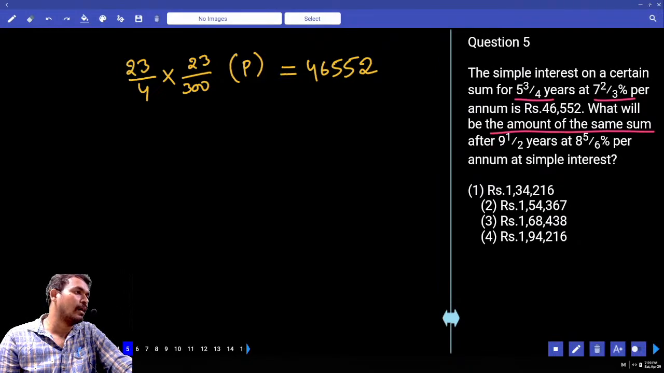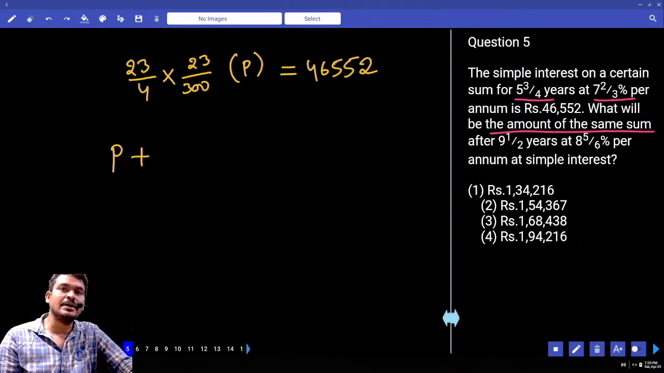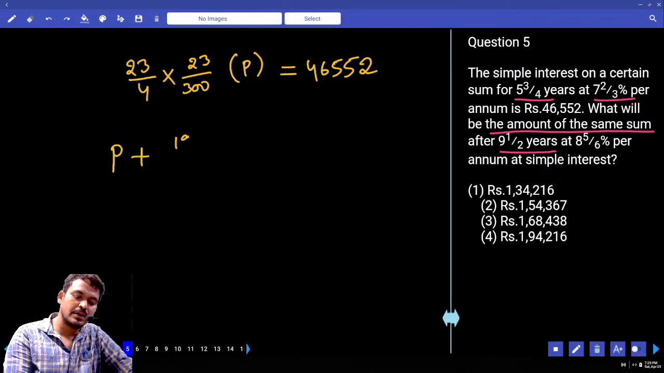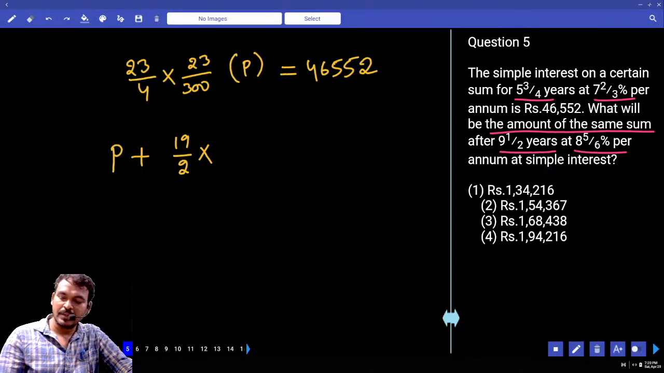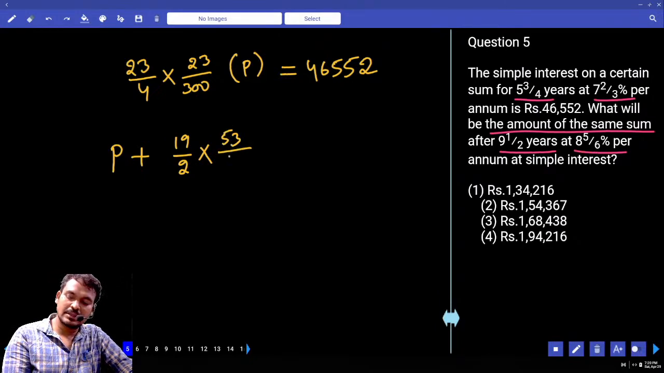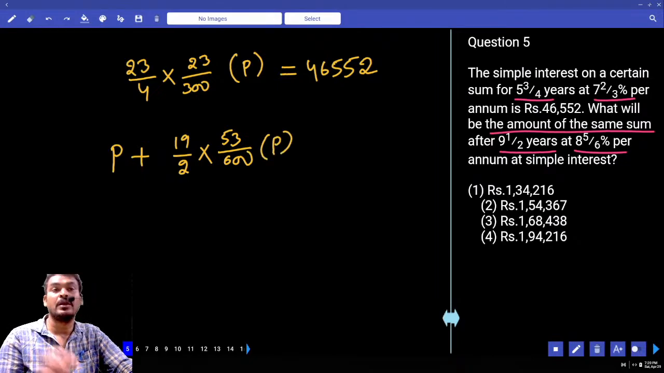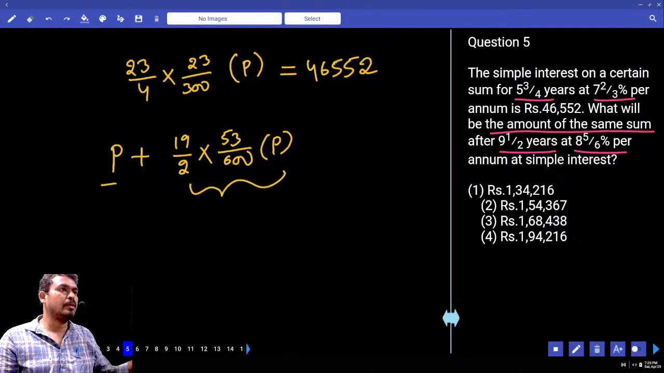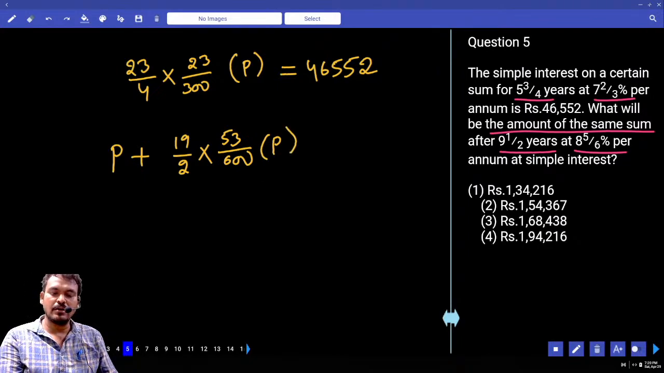Next, what will be the amount of the same sum? In the second case, the required value is the amount, or not? Amount means principal plus interest. What are the second case rate and time period? 9.5 years. 9.5 years is written as 19/2, into what is the rate of percent? 8 5/6, which is 53/600. 53/600 of certain principal. P means only principal. This one is interest. Principal plus interest is equal to the amount value. This amount value is what we require.